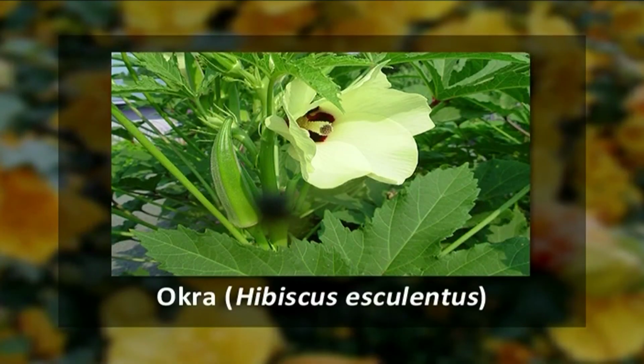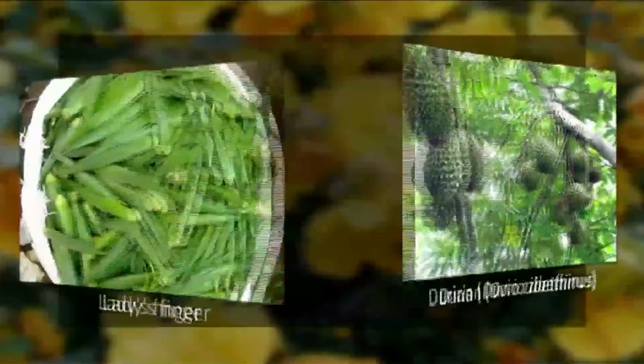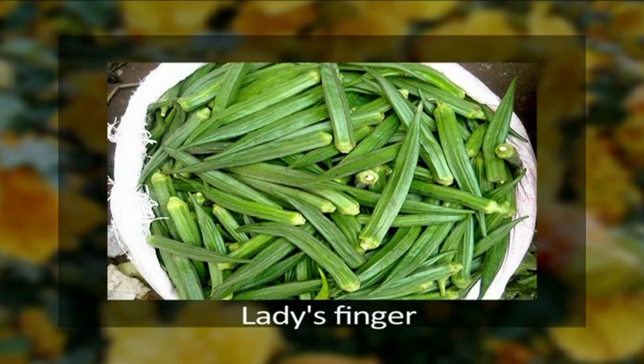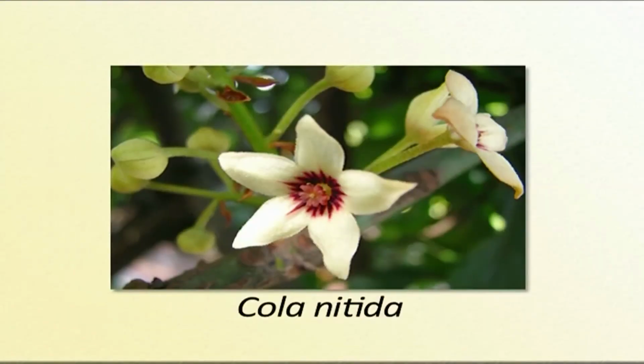In addition to their ornamental use, the Malvaceae species are used for other economic purposes. For instance, the young fruits of okra, scientific name Hibiscus esculentus, and durian, scientific name Durio zibethinus, are used as vegetables. An industrial product of the family Malvaceae is cocoa, the source of chocolate. It is obtained from the seeds of Theobroma cacao. The seeds of one more species, Cola nitida, yield an important commercial product called cola.